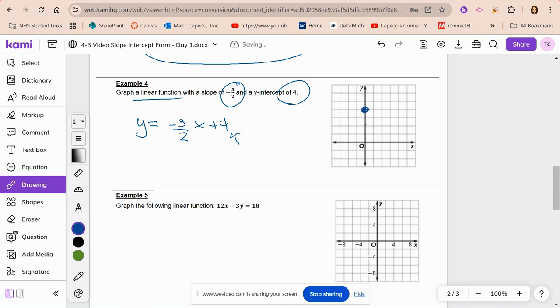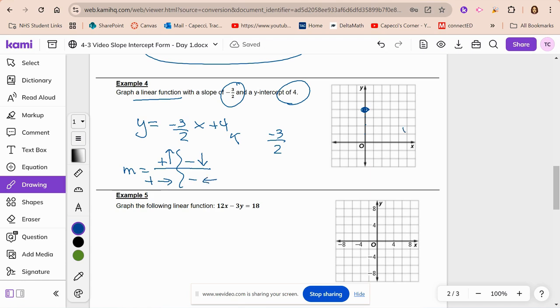Now my slope is negative 3 over 2. So just something that I do all the time with slope. If it's positive on my numerator, I'm going to go up. If it's negative, I'm going to go down. And my denominator, it's positive, I'm going to go to the right. If it's negative, I'm going to go to the left.